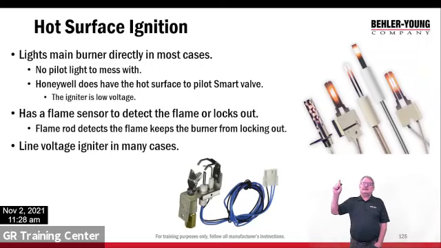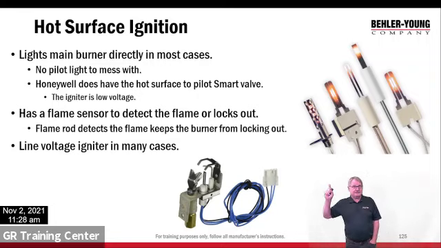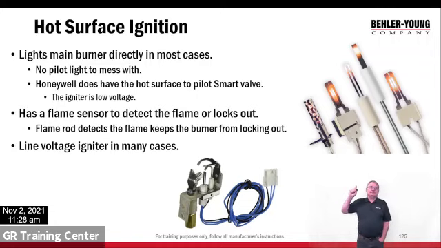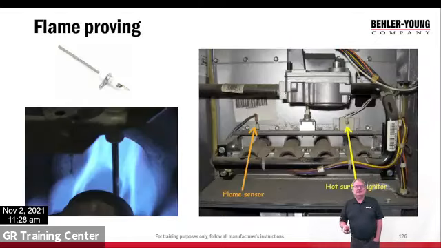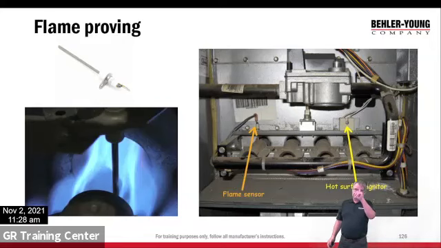So they light the main flame, the main burner directly. There's no pilot. The igniter will come on first. The valve will open. We'll light. If we prove, then we continue through a flame rod. We tell that the flame is lit, and then we move on. So if I look here above my head, you'll see hot surface ignition. That's the igniter. Over there, you'll see the flame sensor. If you look in that picture there, you can see the flame sensor sticking down into the flame.